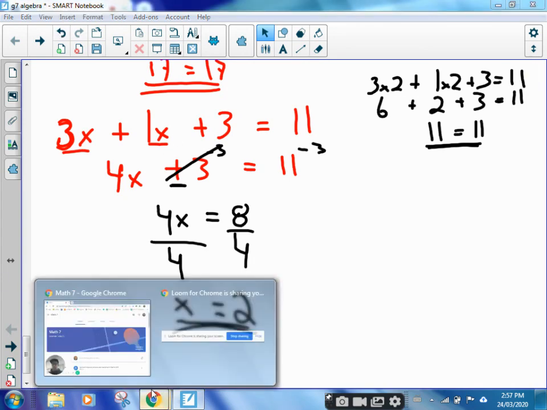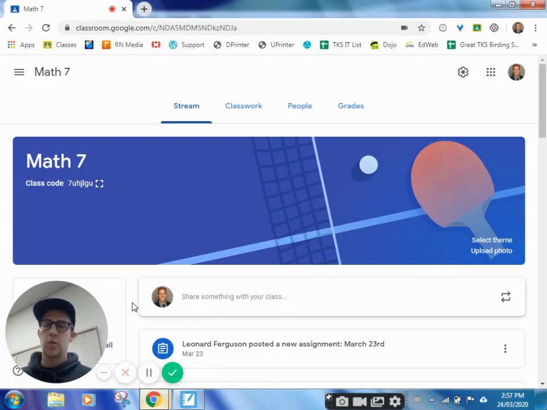Okay, so that is how you do two-step algebra. You've got to follow these steps. It gets a little bit more tricky when you have to divide, but the best way to learn is to practice.